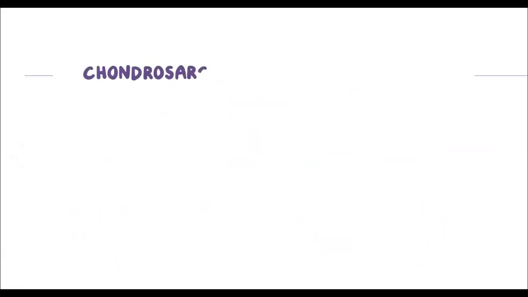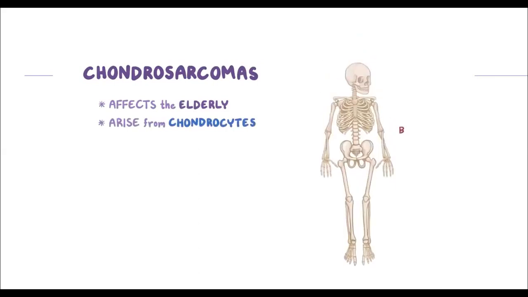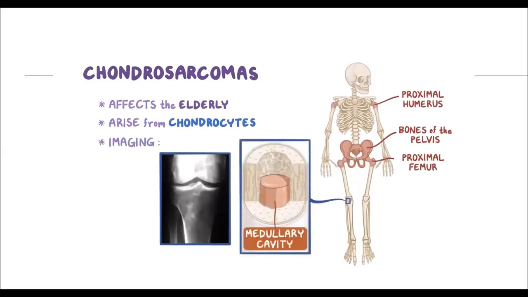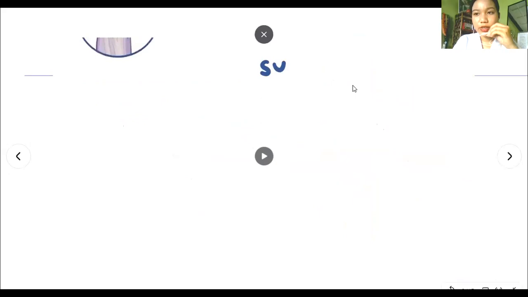Finally, there are chondrosarcomas, which tend to affect the elderly. Chondrosarcoma arises from the chondrocytes, which are cartilage-producing cells. Chondrosarcoma mainly affects bones of the pelvis, but can also affect long bones like the proximal femur and proximal humerus. On imaging, the mass is typically within the medullary cavity. Okay, so that was an in-depth discussion about the types of primary bone cancers.